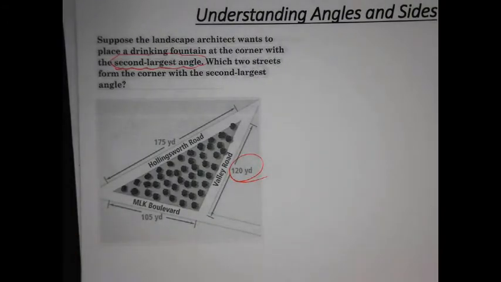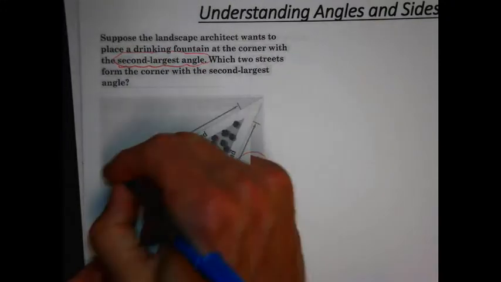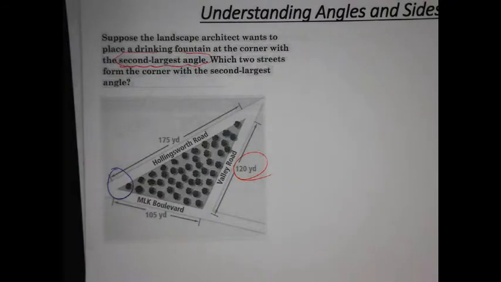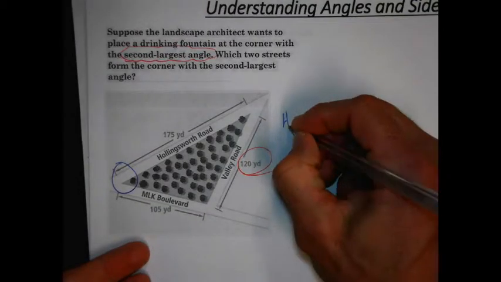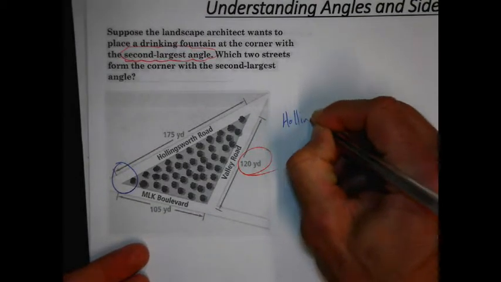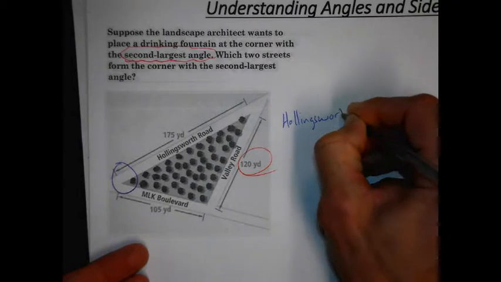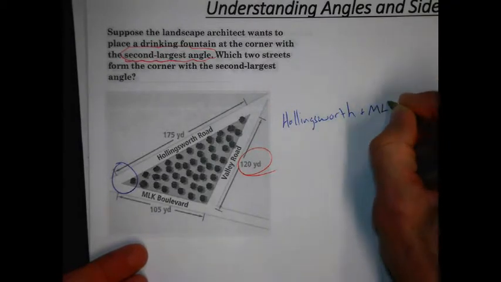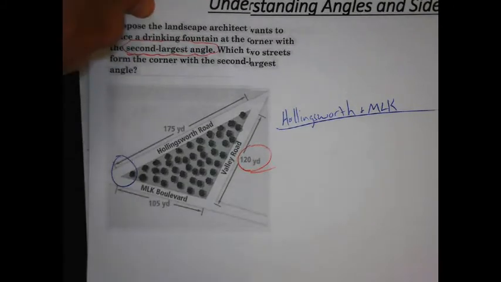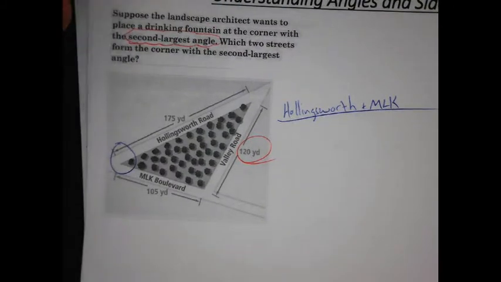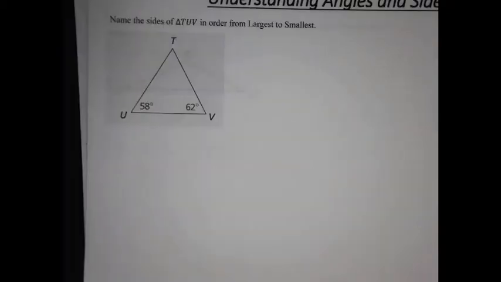And remember the note. The angles are opposite the sides. That means the second largest angle is out here. So which two streets form the corner with the second largest angle? Well, now we're at the corner of Hollingsworth and MLK. Does that make sense? I hope so. If not, pause, rewind, look at the notes. So that's understanding the relationship between angles and sides. All right? Next, let's understand some more angles and sides.